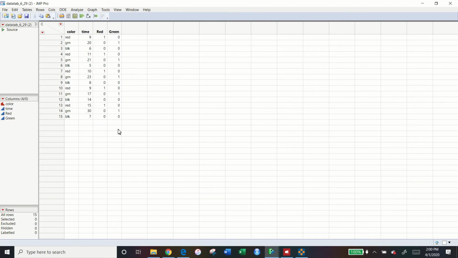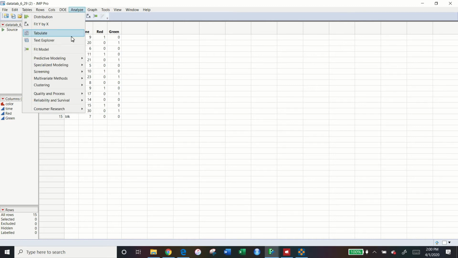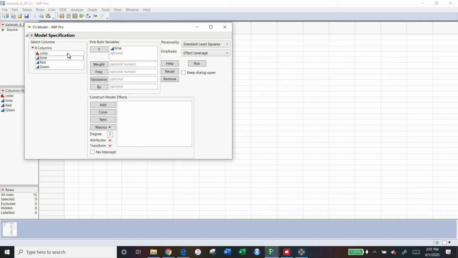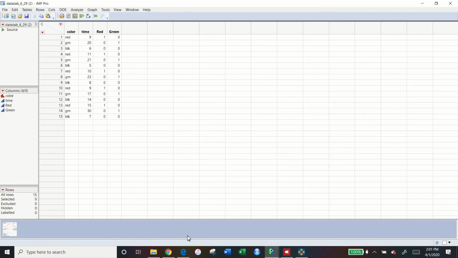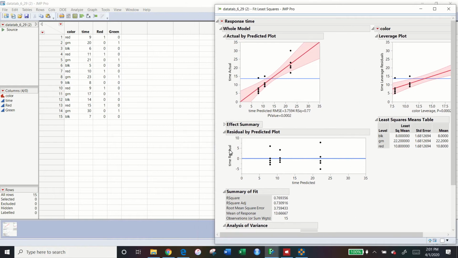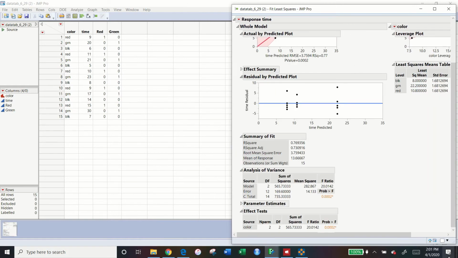Now I'm going to analyze this data. If I go to Analyze, Fit Model, I'm going to start off analyzing it using the one-way ANOVA table. Time was our response, and color was our factor. I'm going to select Run. Trying to move this over. There we go. If I scroll down, we can see we've got our summary of fit and our analysis of variance. If we do our job correctly, the summary of fit and analysis of variance should be the same using our indicator variables. So let's take a look.